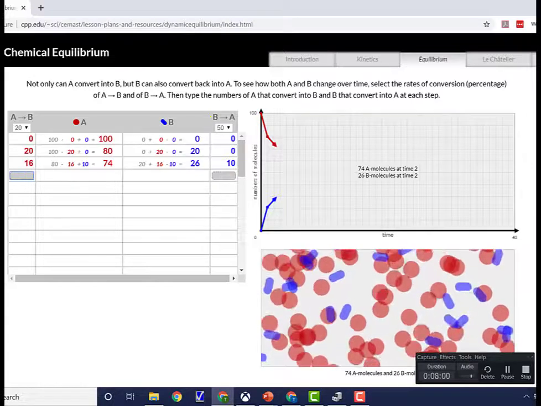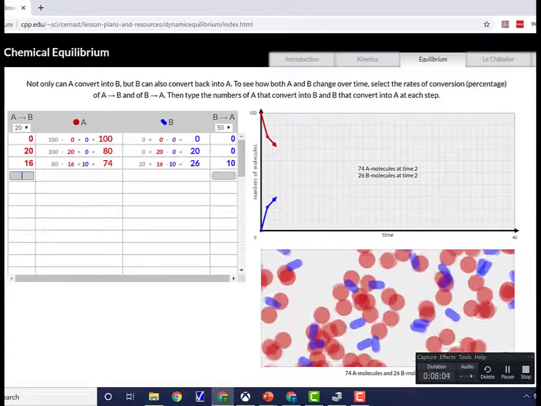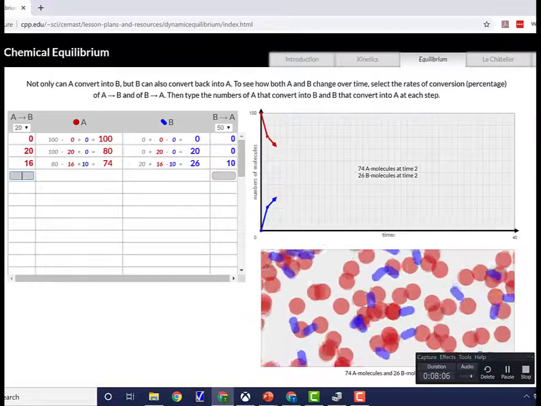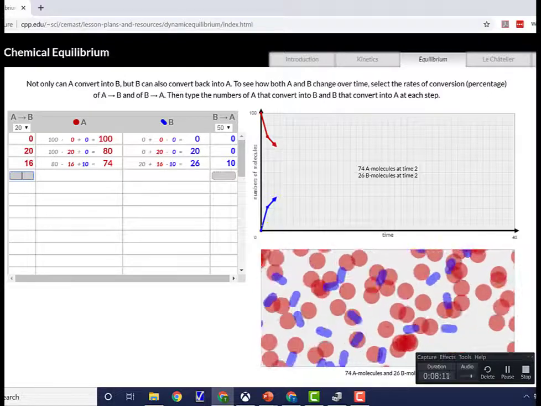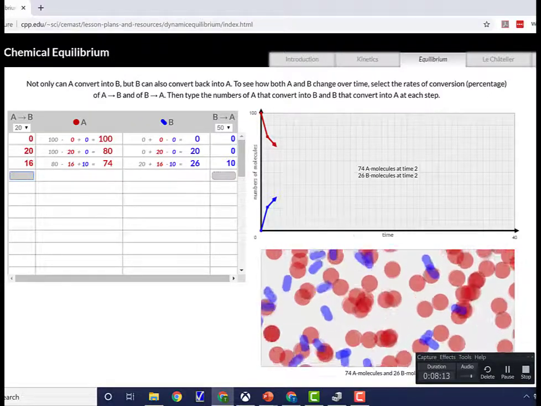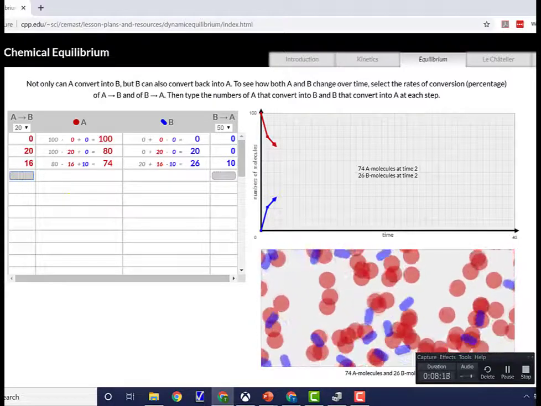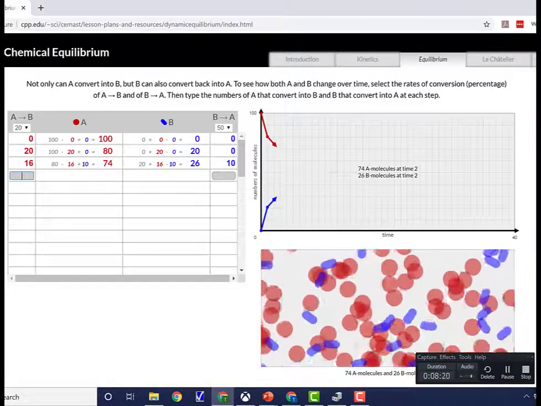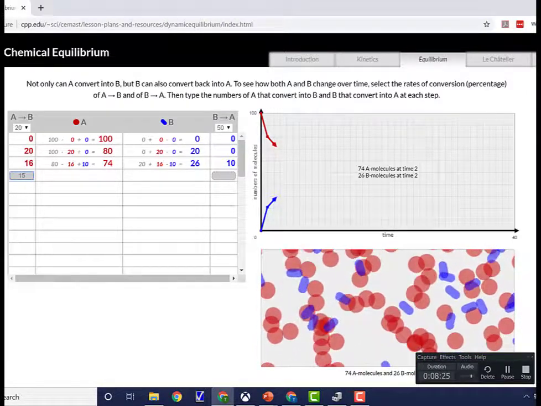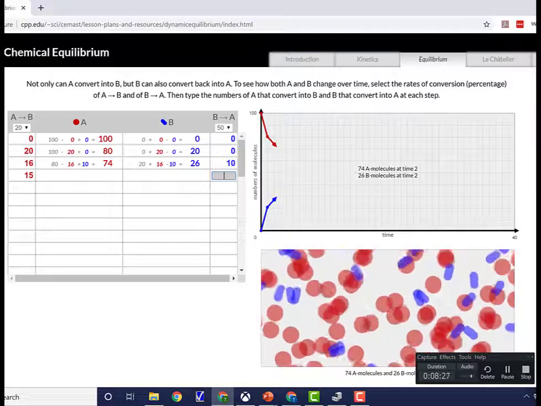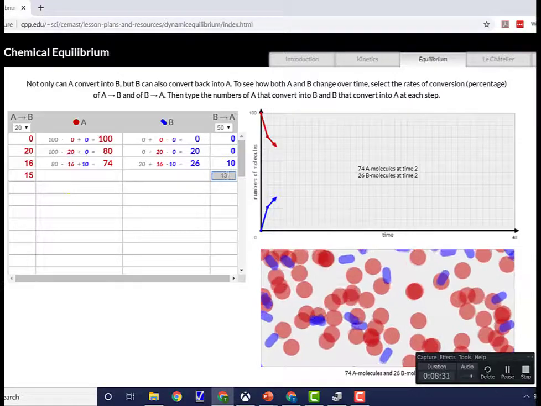And if you'll notice, the next step, the slopes of the lines changed. A became less steep. It's slowing down. B is speeding up. Before there was none changing, now there's 10 changed. Now 20% of 74, 14.8, that's 15. And 50% of 26 is 13.